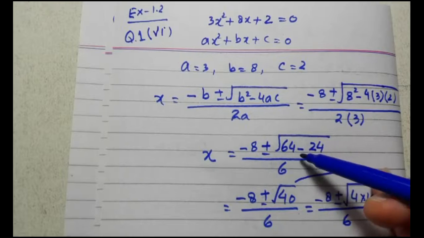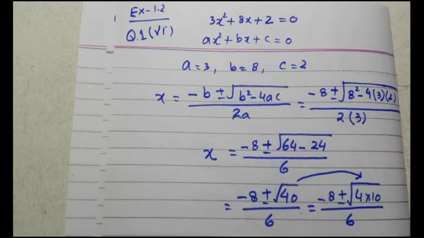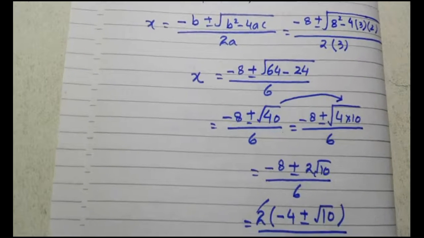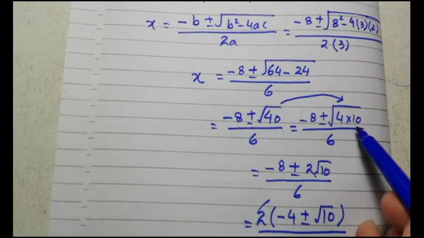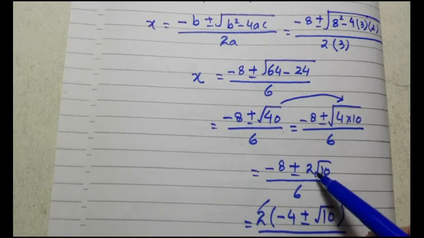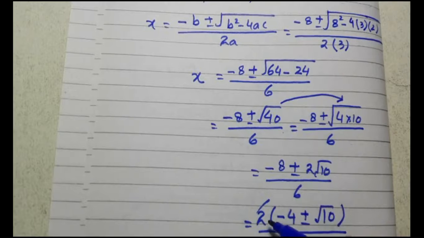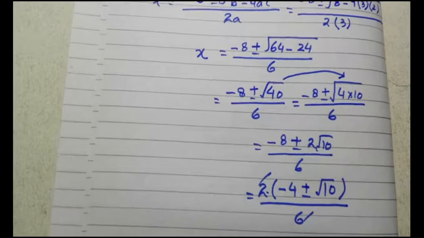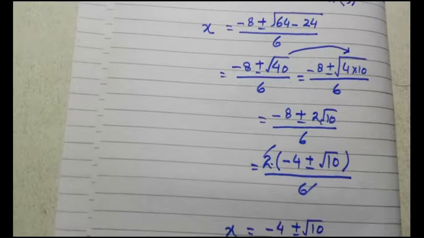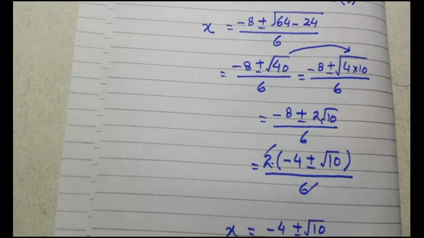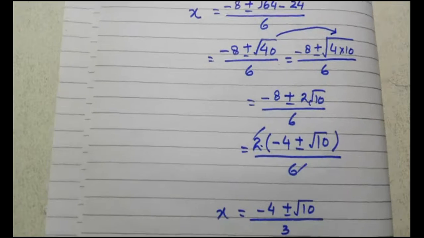You will simplify 64 minus 24, that will become 40. And then we will simplify root 40 as 4 times under root 10. And then root 4 will become 2, so 2 times under root 10, and you will take out something common, which is 2 from here, and then you will cancel 2 and 6, and the remaining will be your answer. Now we will move to the next question.